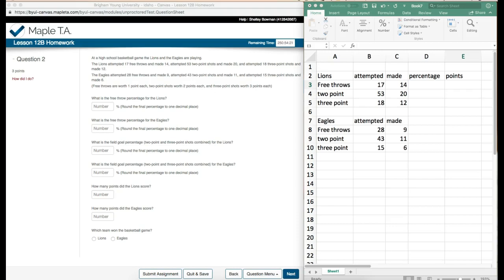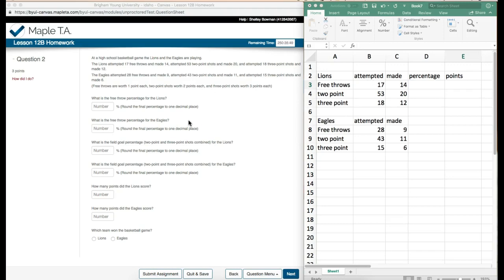The Eagles attempted 28 free throws and made 9. They attempted 43 two-point shots and made 11, and attempted 15 three-point shots and made 6. Free throws are worth 1 point, 2-point shots are worth 2 points, and 3-point shots are worth 3 points. I threw a table over here just to put down the information so that we can see it. And so we can just move to the next part.